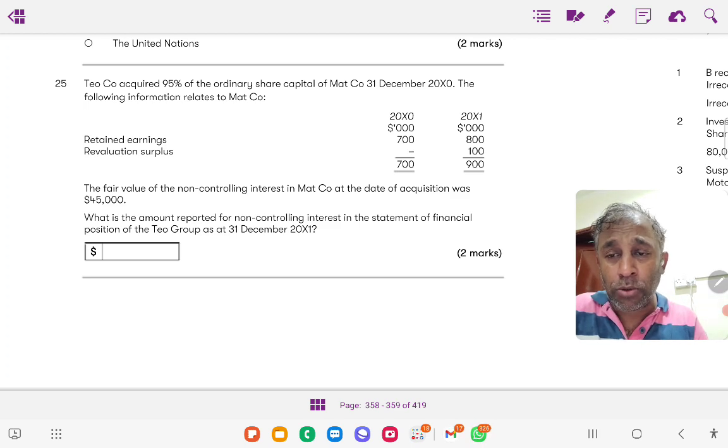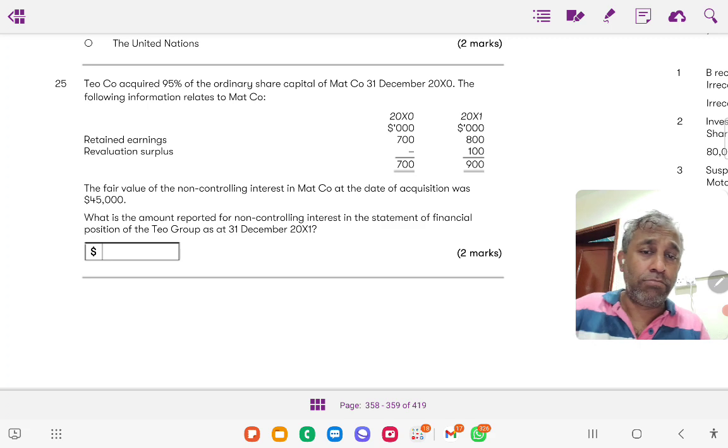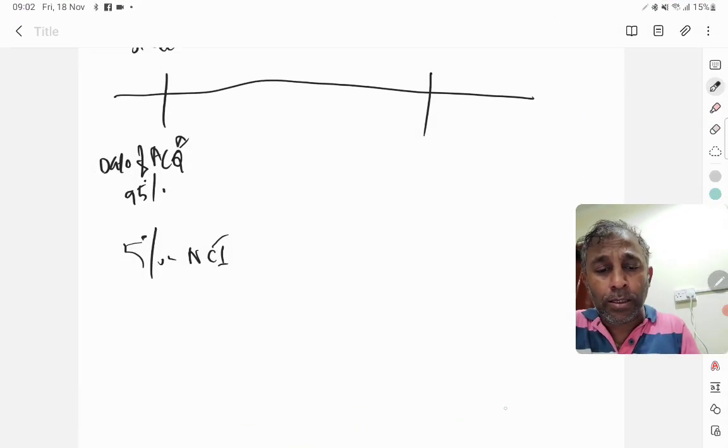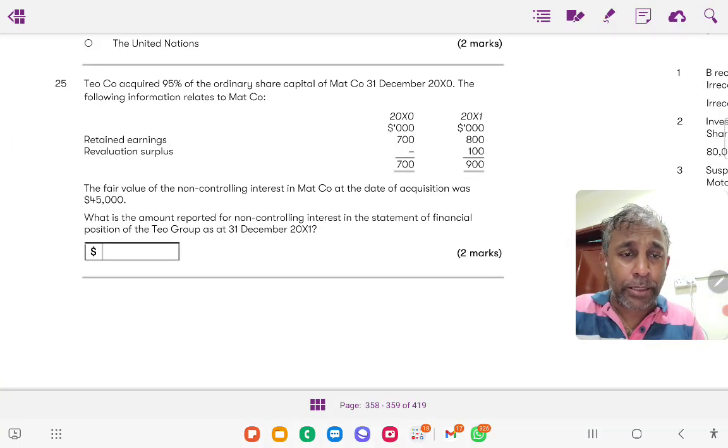So what we do now, they say retained earnings at 20x0. Anyway, let's read the question. 700 and then 2021 800.